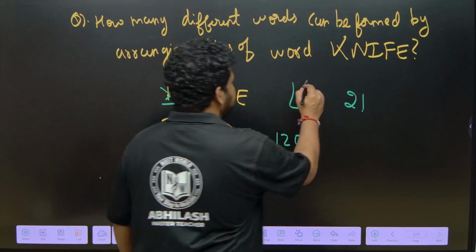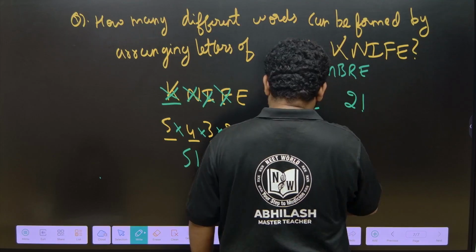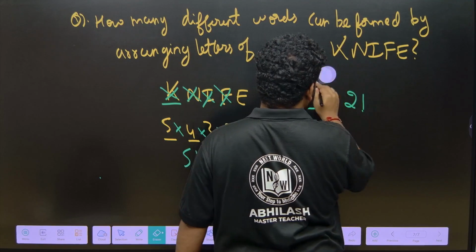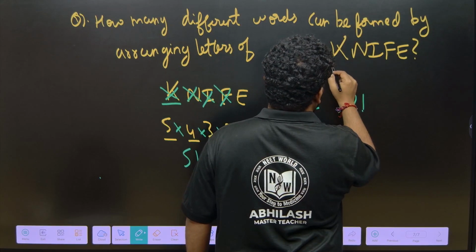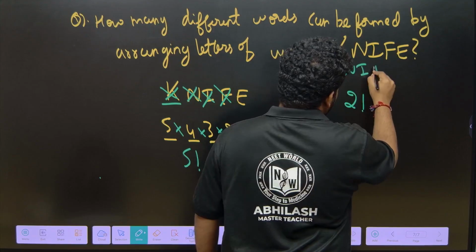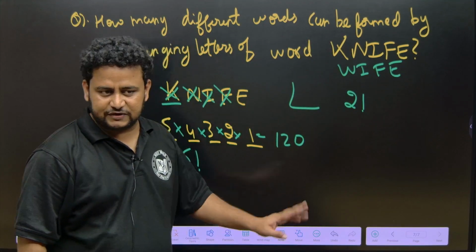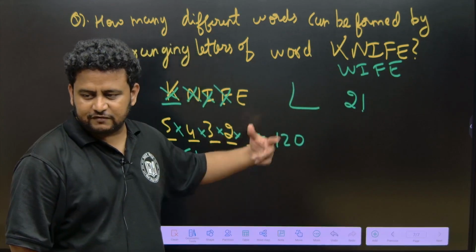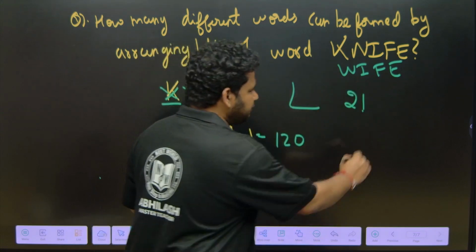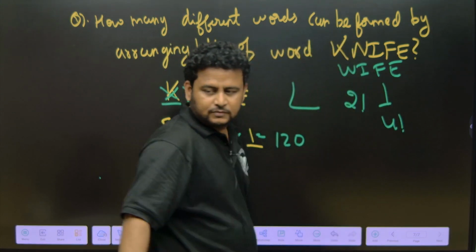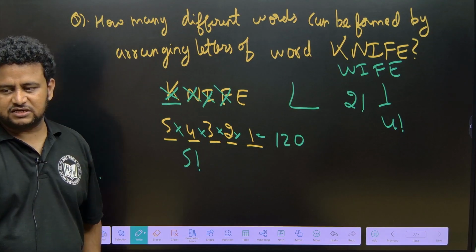If I write some word, let us write something like, not biology, something different: wife. Okay, all letters are different. If the same letters are coming, there is a different logic. All letters are different. How many different words can be formed using these different letters? 1 2 3 4. So you will write what? 4 factorial. Okay, understood? This is the way you have to write the answer for such type of questions.